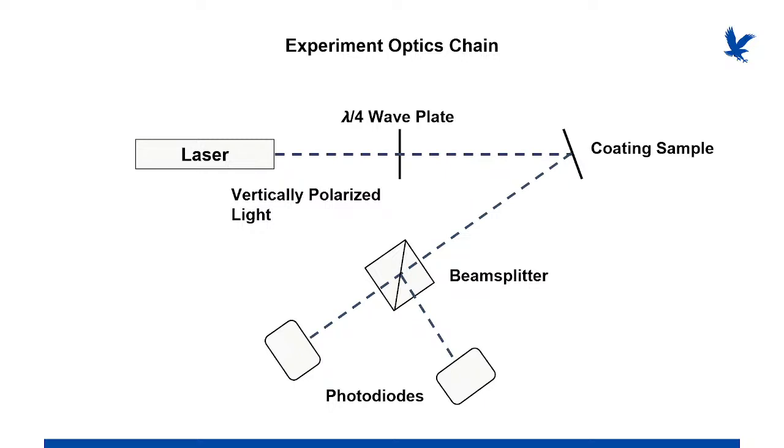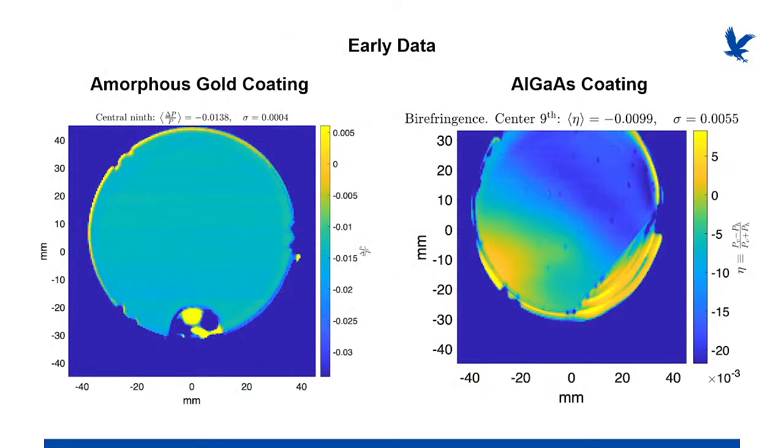This is just our simplified optics chain for the experiment. We have a laser with vertically polarized light, and that goes through a quarter wave plate. Then it moves to our sample, reflects off our sample, goes to a beam splitter, and that's split off into 2 photodiodes. And if we measure the difference between the 2 photodiodes, then we expect that to be due to birefringence. So pretty simple.